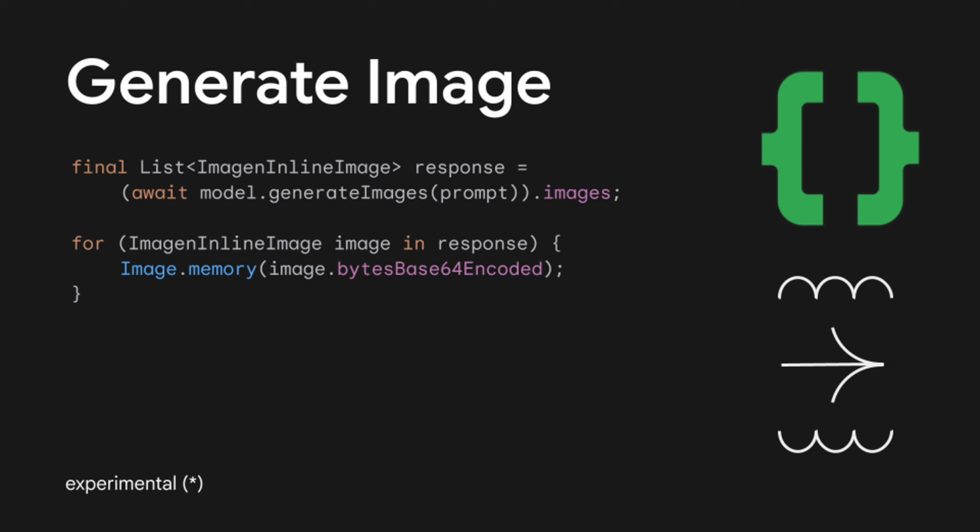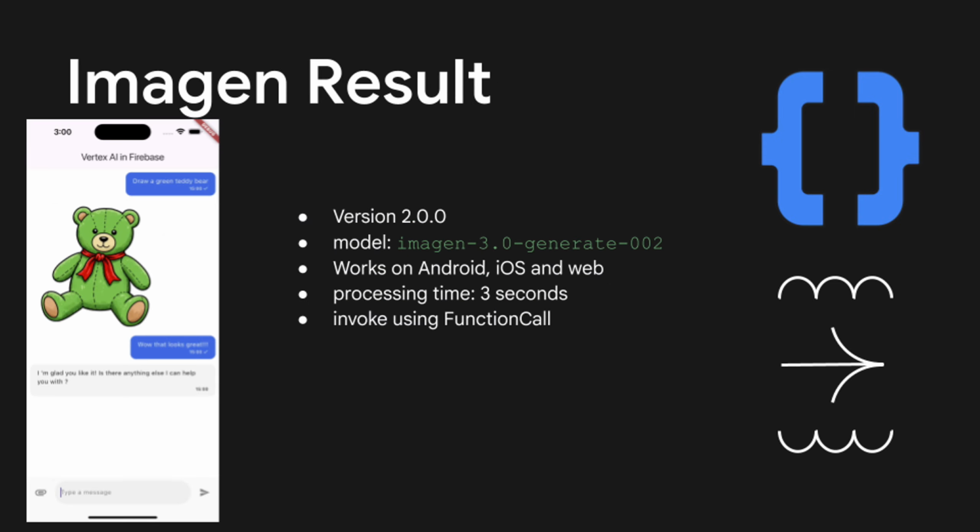Makes sense. And reminding ourselves, this image model was marked experimental. How did the demo go? It actually worked in the demo. Oh, good. Yeah, same SDK version, 2.0.0. The specific model was imagen-3.0-generate-002. And like the text model, it worked on Android, iOS, and web. And the speed? Image generation usually takes longer. It did. The slides noted a processing time of 3 seconds for the example they showed. Still pretty reasonable for generating an image from scratch. 3 seconds? Not bad at all.